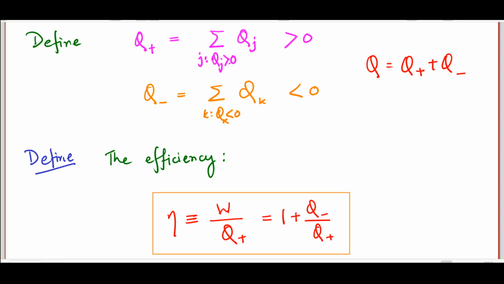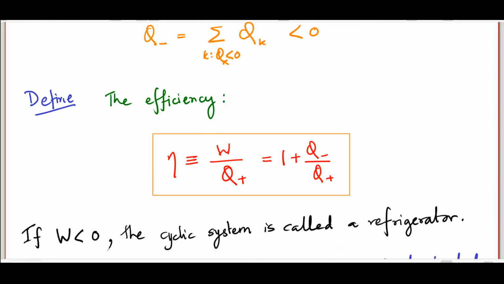However, if this W were negative, we really have a cycle on which the external system is doing work, and what we end up doing is insisting that such a cyclic system be called not really a heat engine but a refrigerator. So that's just a matter of nomenclature. So a heat engine proper is one which takes in a positive amount of heat and converts it into work.